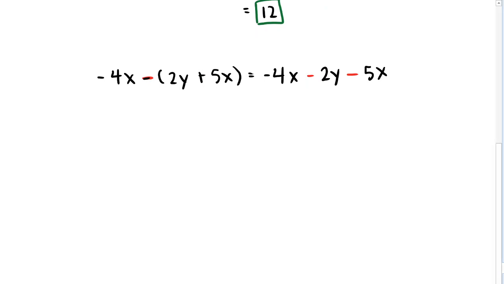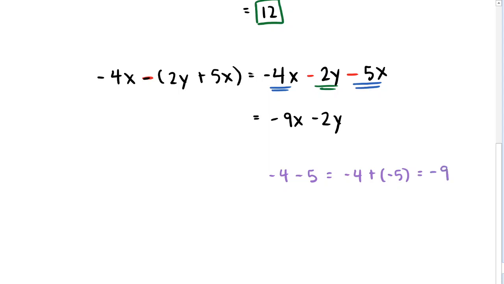And so now we're really set up to combine the like terms. There's like terms here, minus 4x and minus 5x. And this comes out to be minus 9x. And that minus 2y, that's not like terms with anything in this expression, so that's just left as is. And so here, just to convince you that minus 4x and minus 5x combine to minus 9x, remember that negative 4 minus 5 is the same as negative 4 plus negative 5. And this is like saying if I owe $4 and I owe $5, well, I really owe $9.